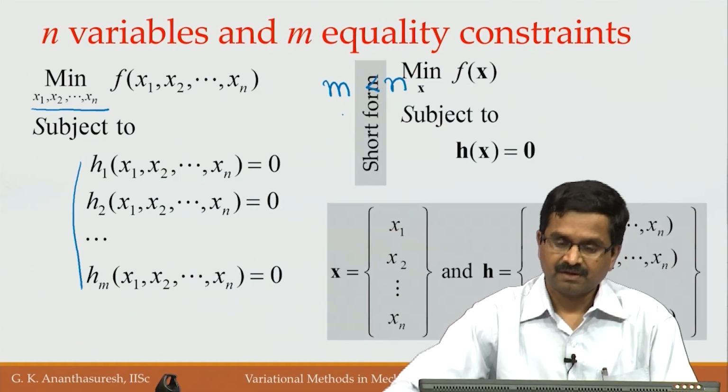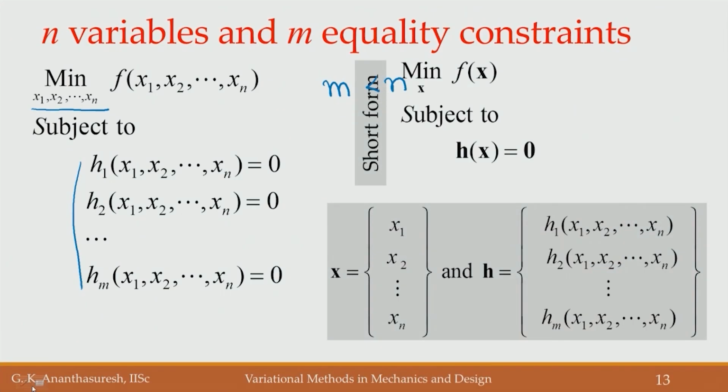When we say we minimize here, I am just calling capital X as x1, x2, ..., xn, and h as h1, h2, ..., hm. If I want to solve a problem like this, I can solve it only if m is less than n, so that I have some freedom to search.